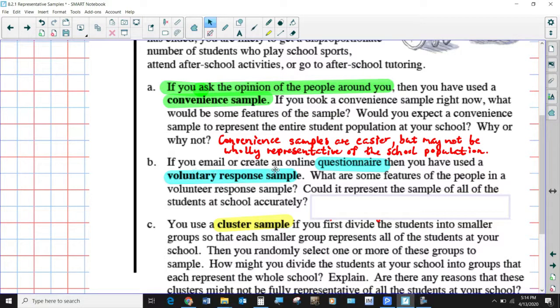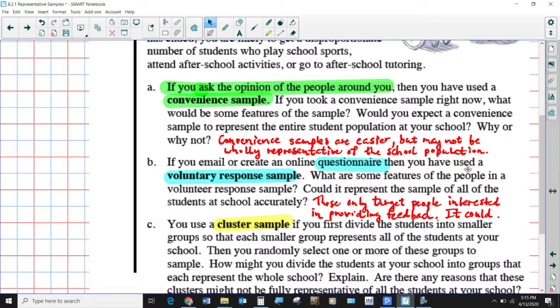If you email people or create some sort of a questionnaire online, you're using a voluntary response sample. Why is it called voluntary response? Because you can't make people answer. So you're likely to only get a few responses, and those that you get are people who are interested in providing feedback. It could be a representative sample, but there's no guarantee it's going to be representative.